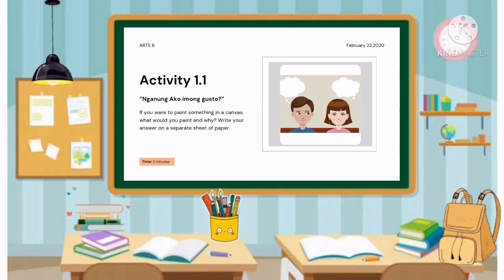The title of our Activity 1.1 is Nganong ako imong gusto. The instruction is, if you were to paint something on a canvas, what would you paint and why? Write your answer on a separate sheet of paper. I will give you 2 minutes for this activity. Please do not forget to pause this video while answering or doing this.